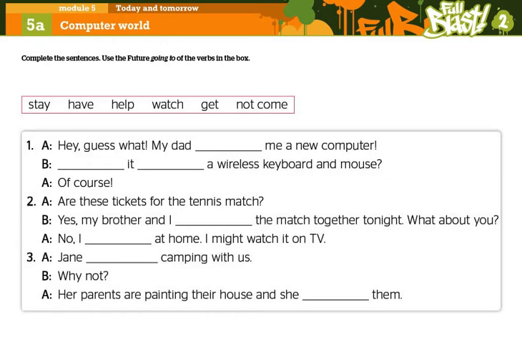Exercises. We have to complete the sentences using the future going to of the verbs in the box. So here, for example, you have, "Hey, guess what? My dad is going to buy me a new computer." You are going to choose one of these verbs and put them in the right places, but the important thing in this lesson is to make it in the future going to. So we have stay, have, help, watch, get, not come, try to choose the correct one and put it in its place.